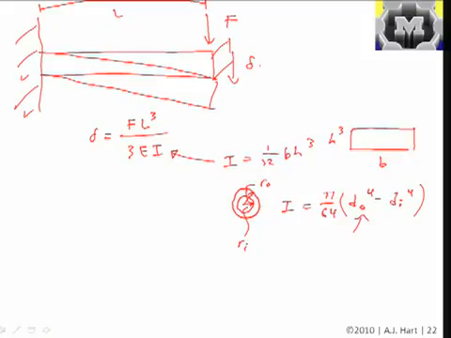Pi? It's pi over something. Okay, I think it's pi over 64. I'll check that. Sorry, I forgot about that.